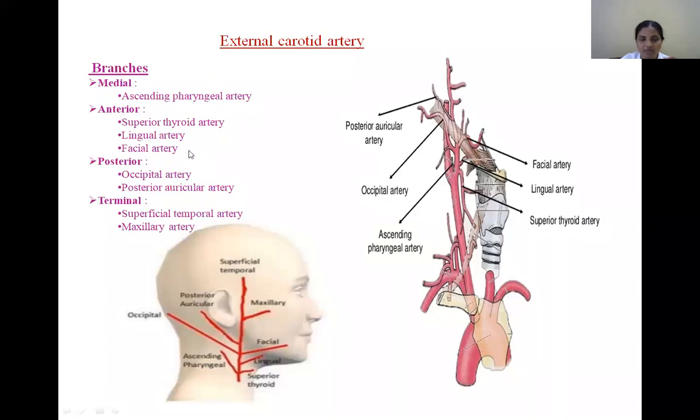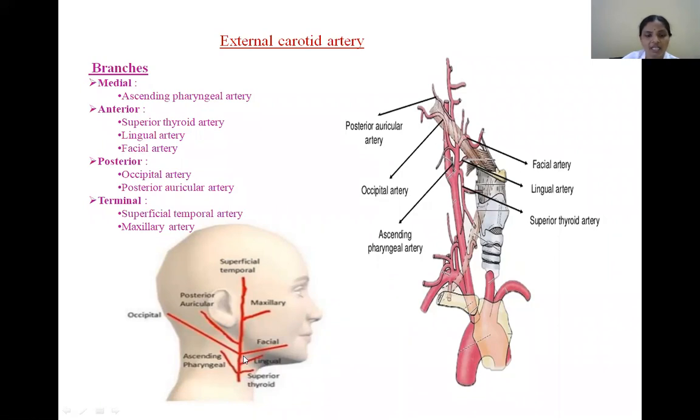Then from the anterior aspect of the artery, 3 important branches take origin. What are the 3 branches from below upwards? Superior thyroid artery, lingual artery, facial artery. Sometimes the lingual artery and facial artery take a common origin as the faciolingual or linguofacial trunk. But usually these are 3 separate branches from which aspect of the artery? Anterior aspect of the artery. So from the anterior aspect, 3 branches: superior thyroid artery, lingual, facial.